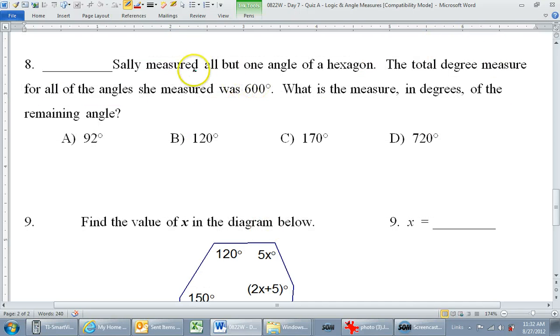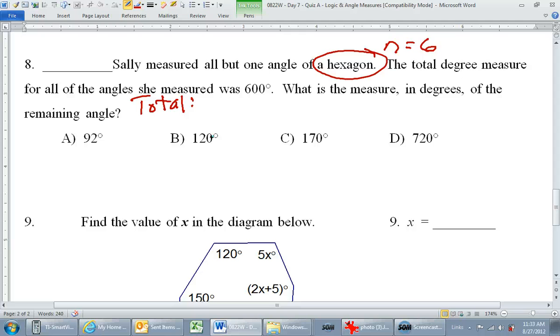All right, for number 8. Most people got number 8 right. Okay? Sally measured all but one angle of a hexagon. The total degrees for the angles she measured was 600. What's the measure of the remaining angle? Okay, hexagon. How many sides is that? That's thing number 1. Hexagon, it's a 6-sided shape. As soon as you see that word hexagon, the first thing you should have been thinking was, well, wait a minute. If he says hexagon, I should be able to figure out the total.